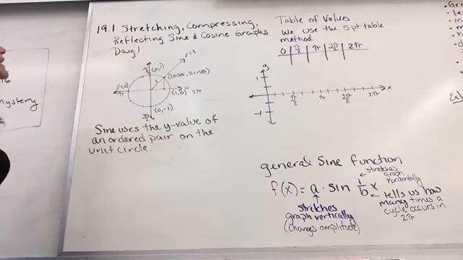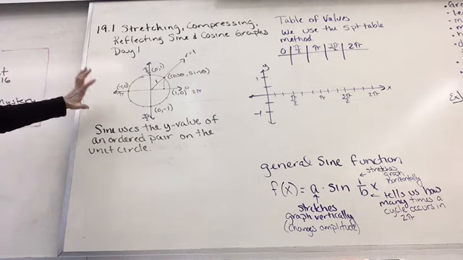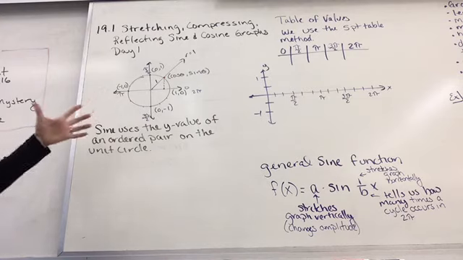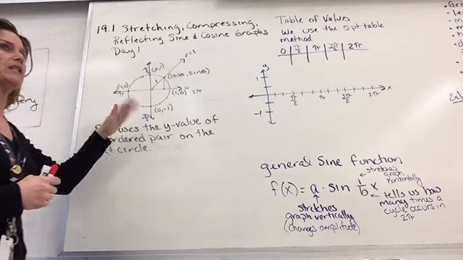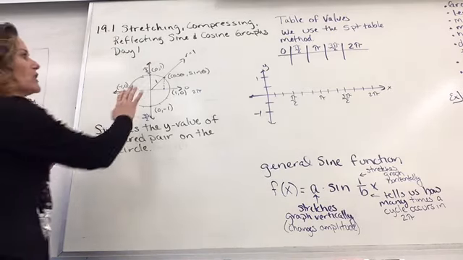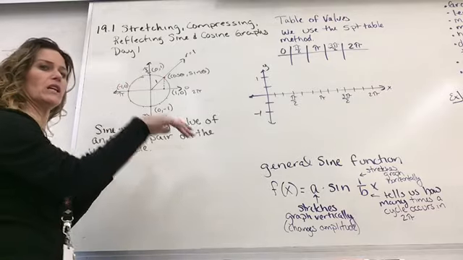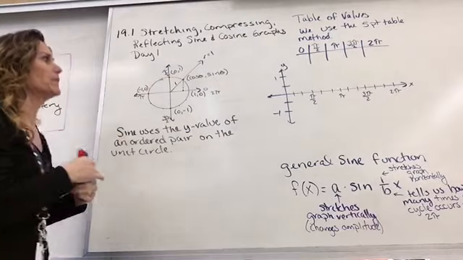All right, so we're talking today, 19.1, stretching, compressing, reflecting, sine and cosine graphs, day 1. So looking at our unit circle, what we're going to be doing is graphing the different points that go along the circle. We're going to take them and graph them out linear as if this were a ball and it was rolling along, and we were graphing the different values along the way.